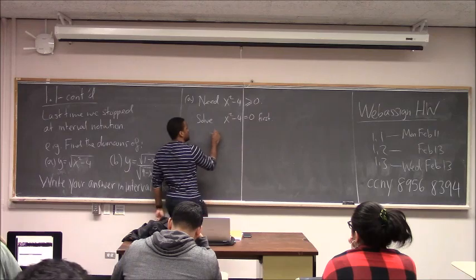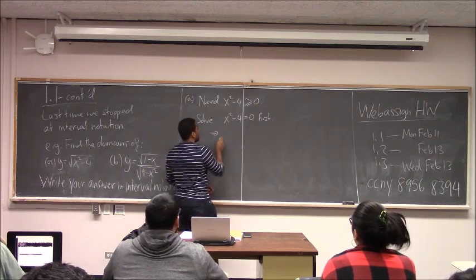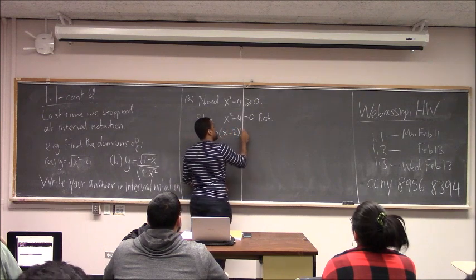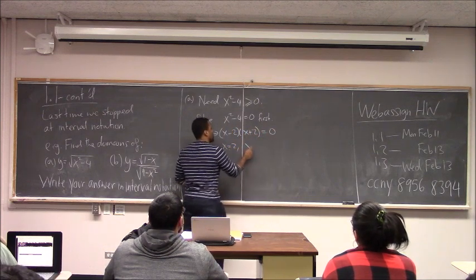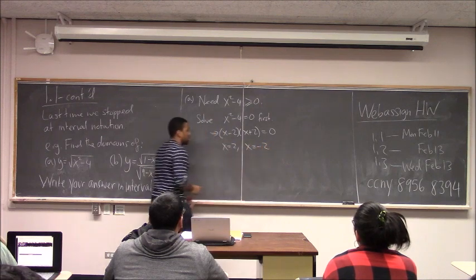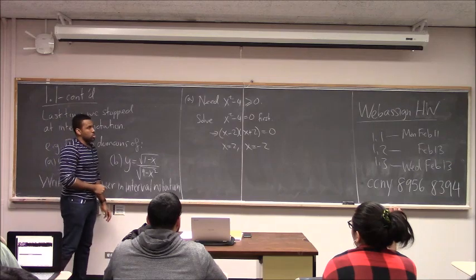Now, if I set this equal to 0, how do I solve that? Plus 4. Right, you can factor. And so you get that x must be 2 or x must be minus 2. So that's where it's equal to 0, which means that's okay.